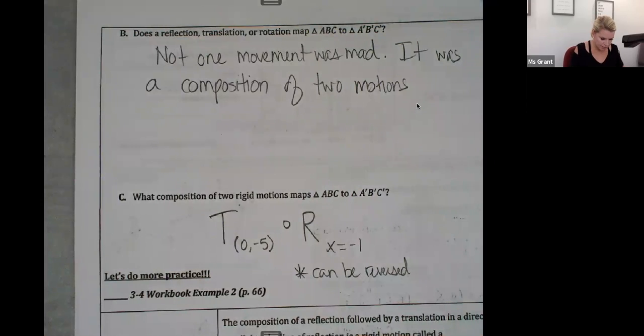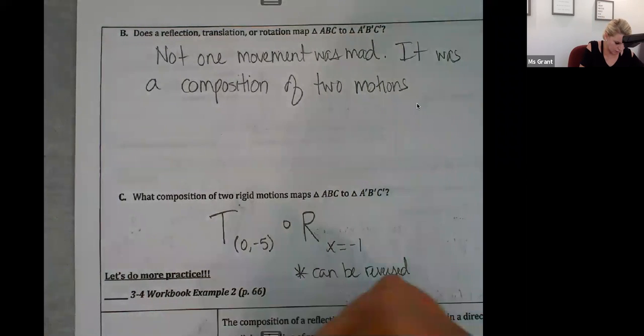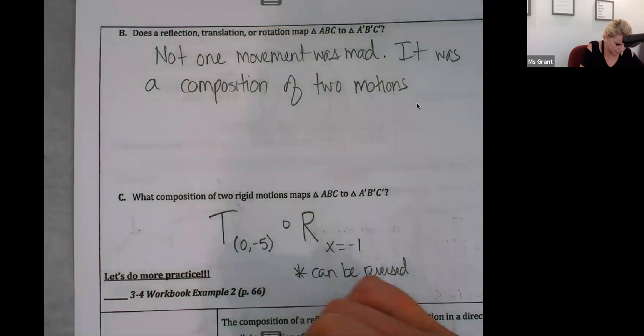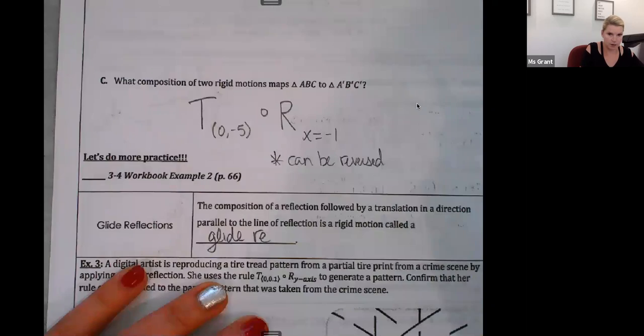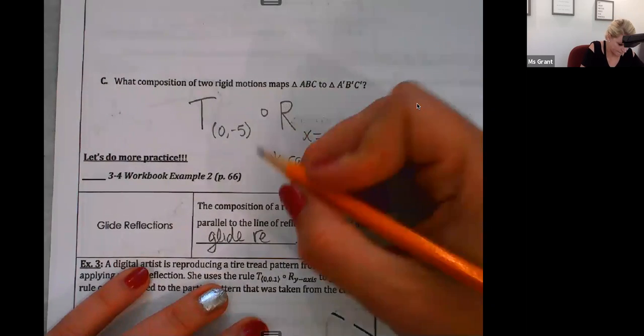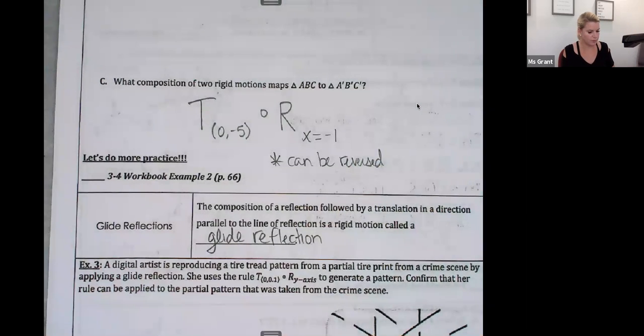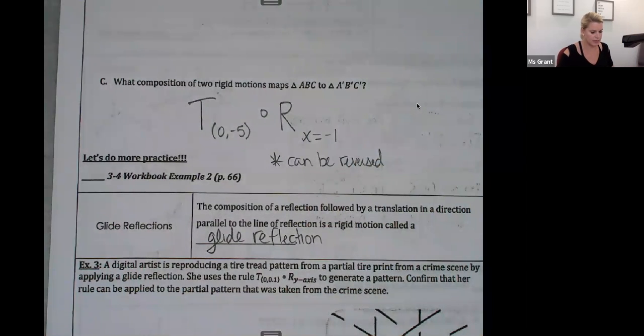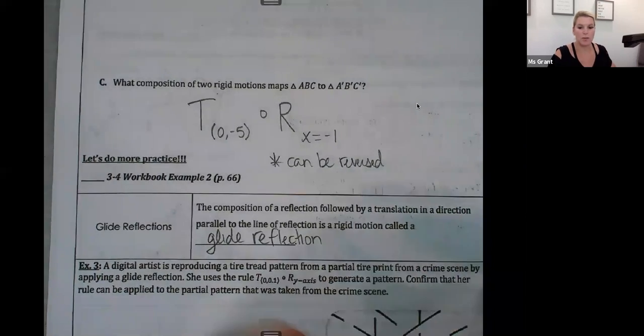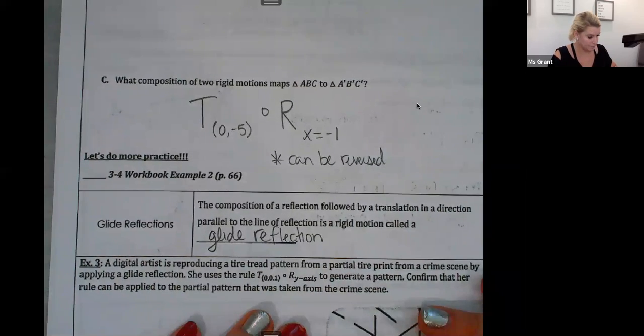So the composition of a reflection followed by a translation is called a glide reflection. Sorry, let me move up. The composition of a reflection followed by a translation is called a glide reflection. So this is actually where we're going to stop for notes for today.